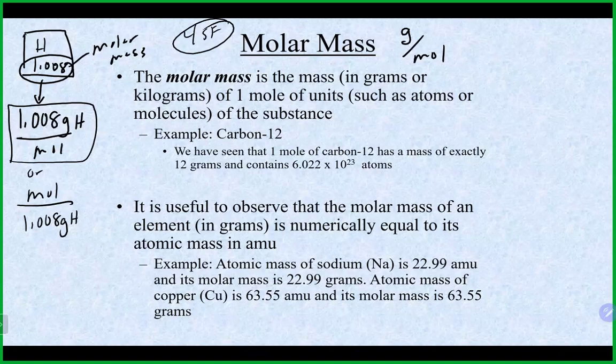Now, when you do calculate the molar mass, the number always stays with the grams part, and it's always per 1 mole. So the number always sticks with the grams, and it's always per 1 mole when you calculate the molar mass of something.